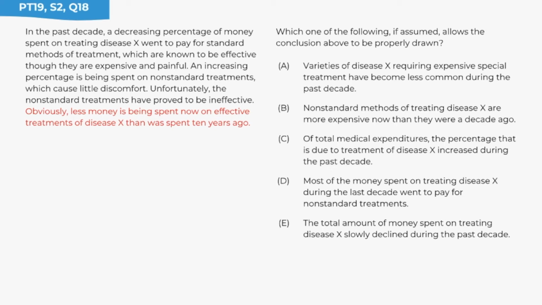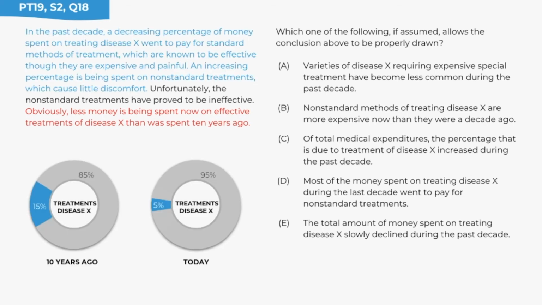And they're saying that less money is being spent now on effective treatments of disease X than was spent 10 years ago. Why? Why is that the case? Well, they say that in the past decade, a decreasing percentage of money spent on treating disease X went to pay for standard methods of treatment, which are known to be effective, though they are expensive and painful. And an increasing percentage is being spent on non-standard treatments, which cause little discomfort.